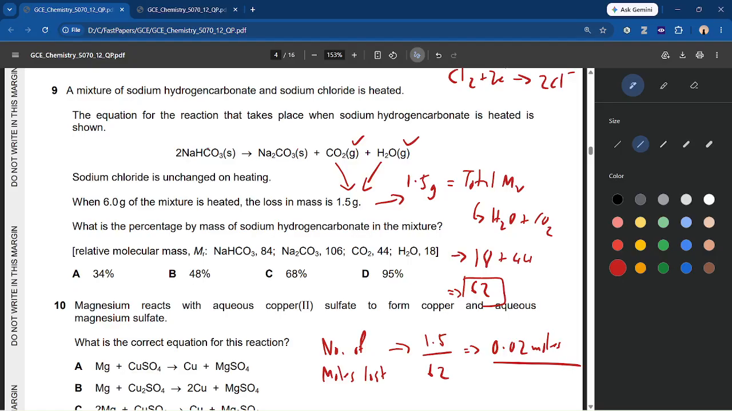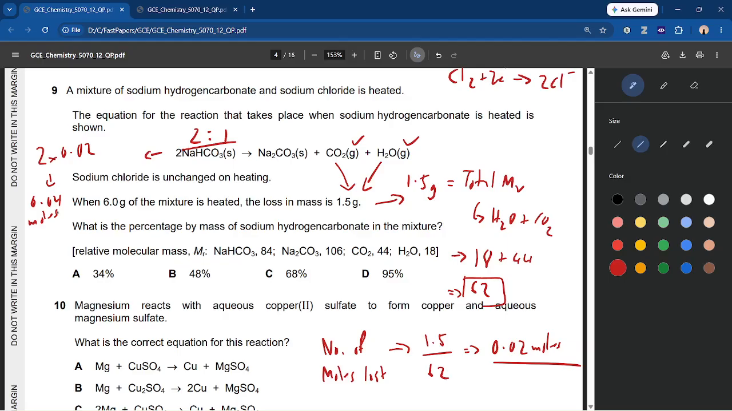So the molar ratio is 2:1:1. So this will be 2:1. For every 1 mole of water and carbon dioxide lost, you need 2 moles of sodium hydrogen carbonate reacting. So to find the moles of sodium hydrogen carbonate, it'll be 2 times 0.02, which is 0.04 moles.